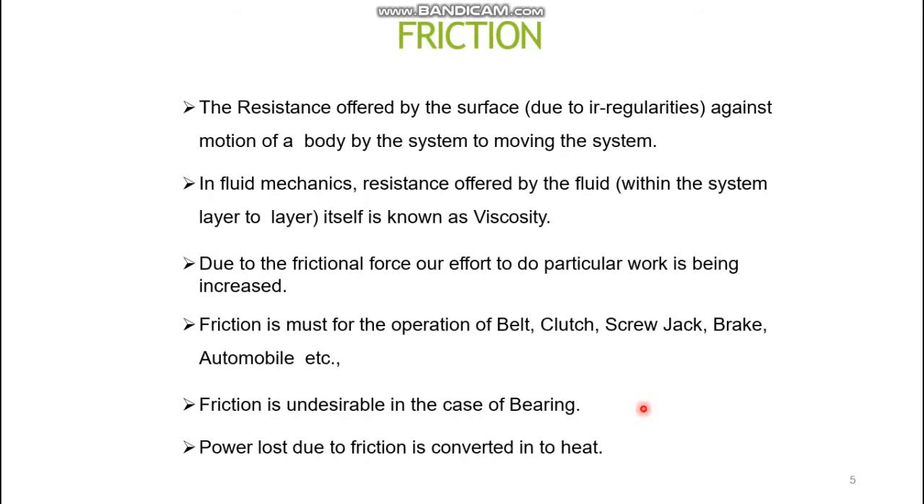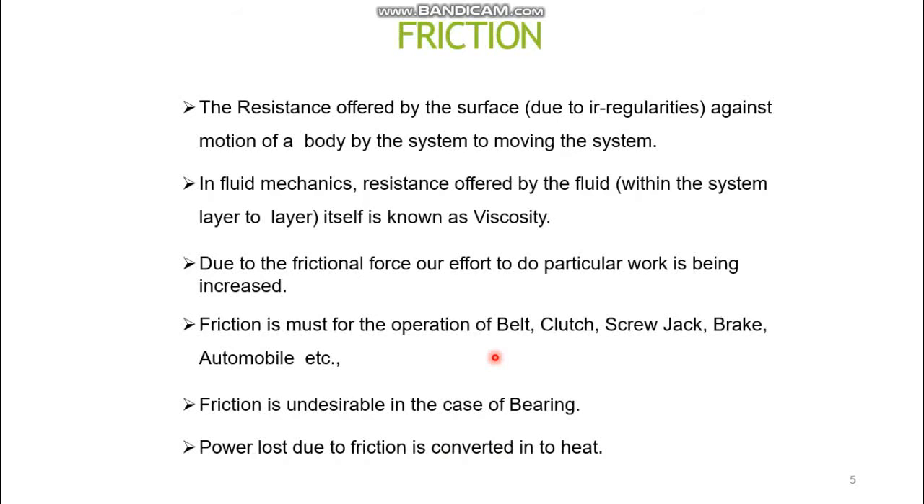Now, there are some key points that you should know about friction. Friction is the resistance offered by the surface, due to irregularities, against the motion of a body. You also have to know what viscosity is. In fluid mechanics, the resistance offered by the fluid within the system, layer to layer, is known as viscosity. Due to the frictional force, our effort to do a particular work is increased. Friction is a must for the operation of belt, clutch, screw jack, brake, automobile, etc.